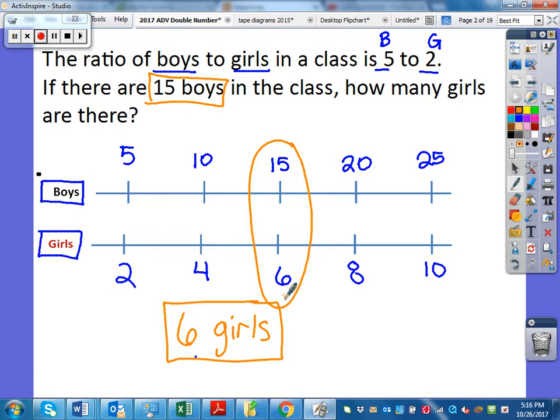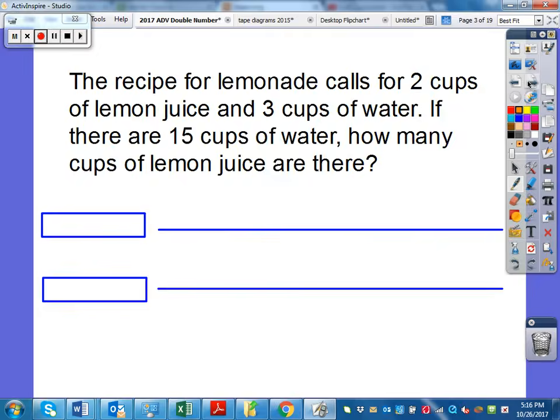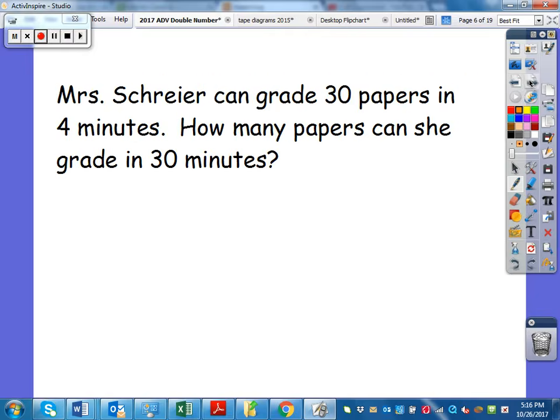Now I'm going to skip ahead and demonstrate a harder problem. This problem says that Ms. Schreier can grade 30 papers in 4 minutes. How many papers can she grade in 30 minutes? So I'm looking at the two things that I'm comparing. I have papers and I have minutes.